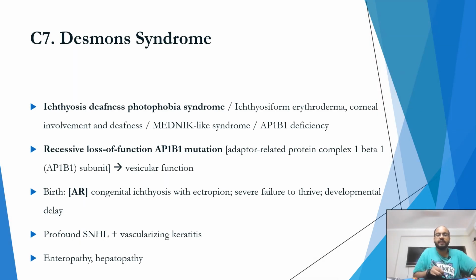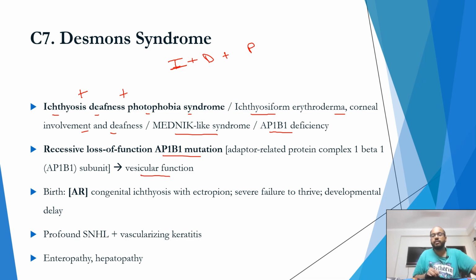The seventh disorder is Desmond syndrome. It is also known as ichthyosis deafness photophobia syndrome. So it is ichthyosis plus hearing loss plus photophobia. Or ichthyosiform erythroderma, corneal involvement and deafness, or Mednick-like syndrome, or AP1B1 deficiency. We just have to remember Desmond syndrome, and we have to remember ichthyosis plus deafness plus photophobia. Just remember these three words. It's because of a recessive loss of function mutation in AP1B1, and it is required for vesicular function.